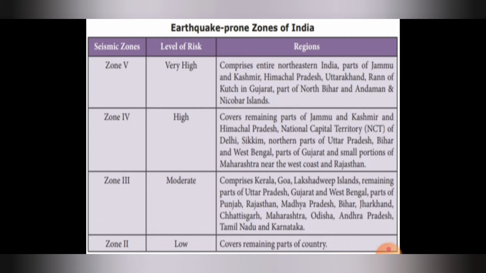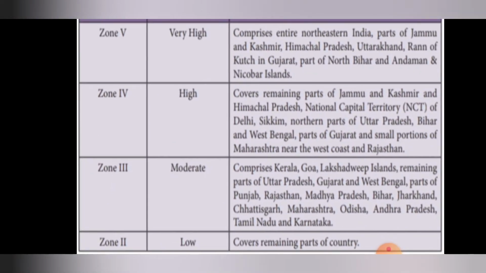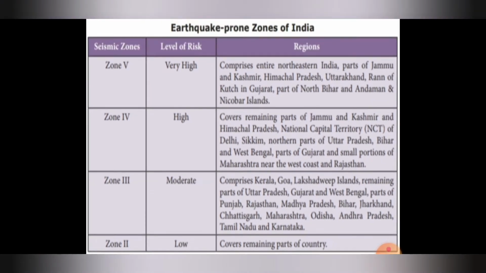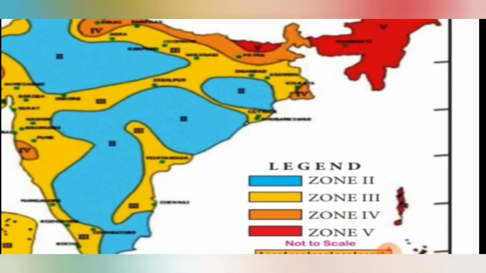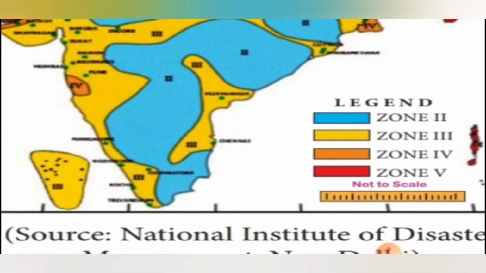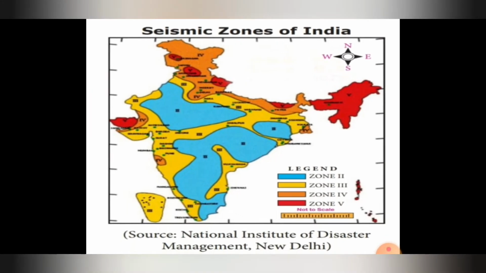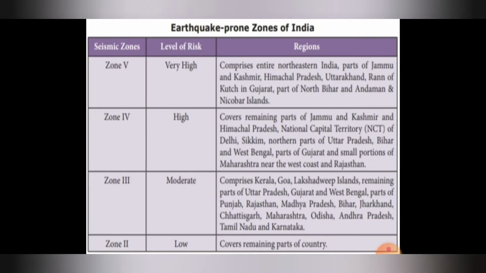Got it? Last one is zone 2. Zone 2 is nothing but low. It covers the remaining parts of the country. Here you could see zone 2 is given in blue color. So the remaining parts of our country are marked as zone 2. It's a very low risk of earthquake.